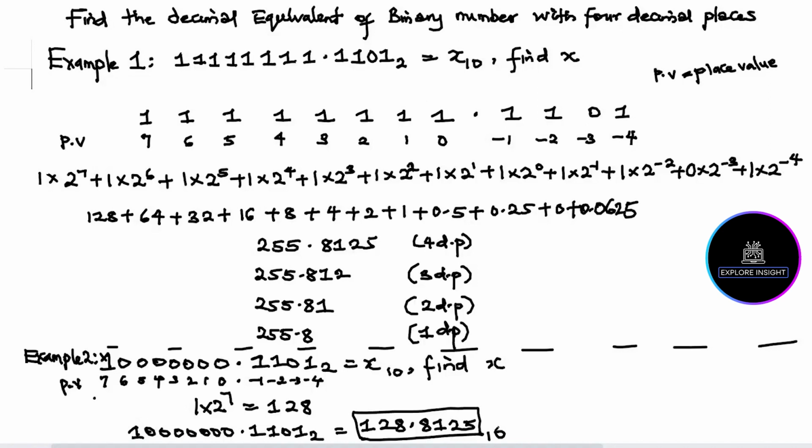So I hope you'll be able to understand this conversion from binary to decimal form, inclusive of the decimal places. In this case, we consider 4 decimal places. So do well to watch my subsequent videos as I take you through other conversions.